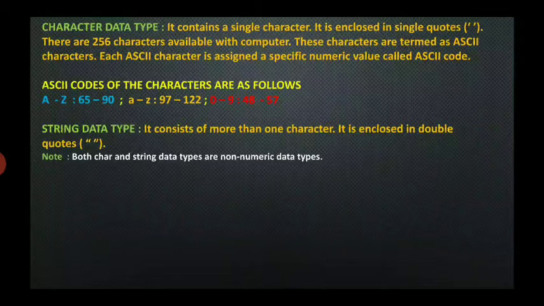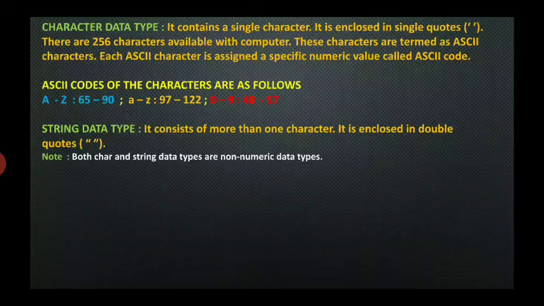There are 256 characters available with computer, and these characters are termed as ASCII characters. ASCII full form is American Standard Code for Information Interchange. Each ASCII character is assigned a specific numeric value called ASCII code. So remember that character data types are always written with a single quote, and it contains a single character.